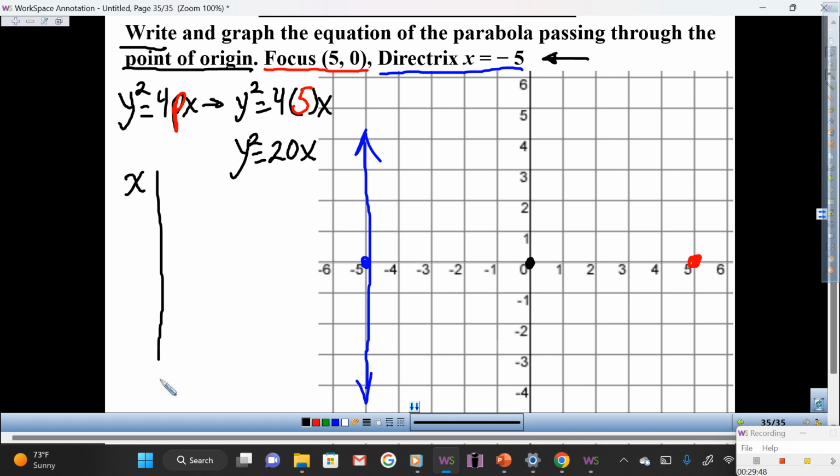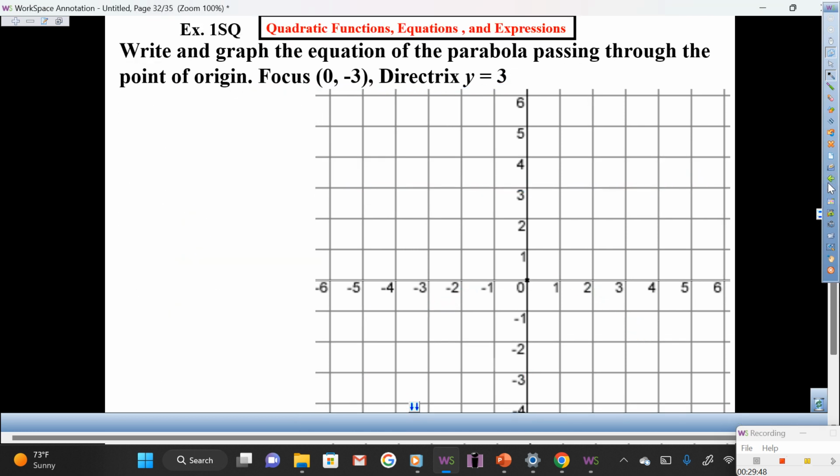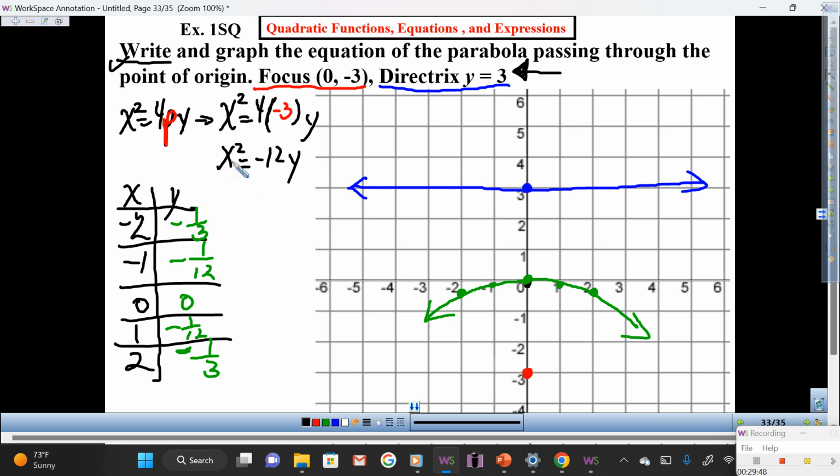X, Y. Now, before you write the values in, look up to the screen. Let me go back to the previous two. Look at this one. We had an x squared, so we got values for x at -2, -1, 0, 1, and 2. This one as well, we had an x squared, so we got x values of -2, -1, 0, 1, and 2.